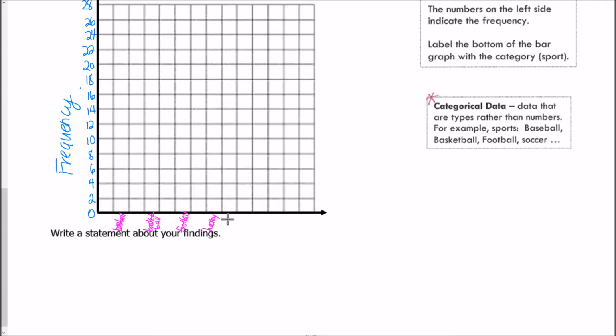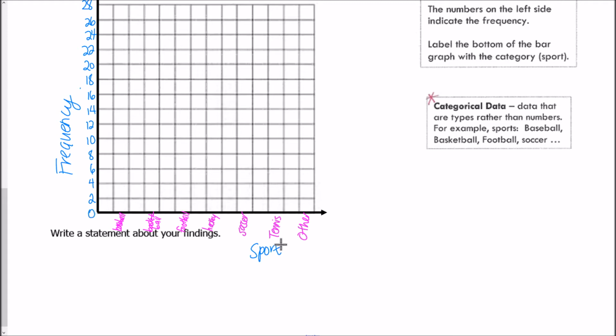Skip a bar, and then we're going to put soccer under the next one. So I'm going to erase my sport and have it move over a little bit. So we'll put soccer under the next one. Skip a bar, then we're going to write tennis. Skip a bar, and then lastly we're going to put other. Okay, and then I'll write sport on the bottom so that we have everything.